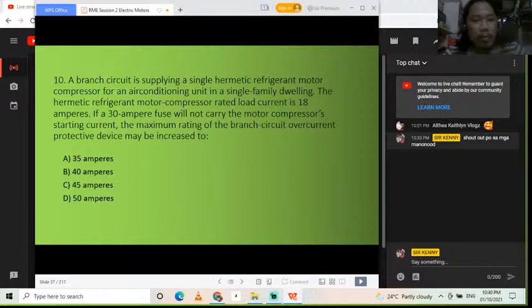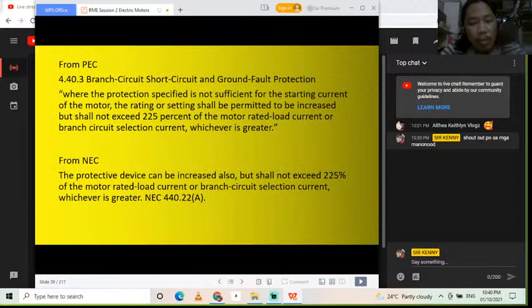Okay, so hindi daw kaya nung 30 ampere fuse. If a 30 ampere fuse will not carry the motor compressor's starting current, so hindi kakayanin yung starting current ng ating motor compressor. Rated load current is 18 amperes. So, overcurrent protective device may be increased to blank. How much pala? So, it is 40 amperes. Okay? 40 amperes ang tamang sagot.